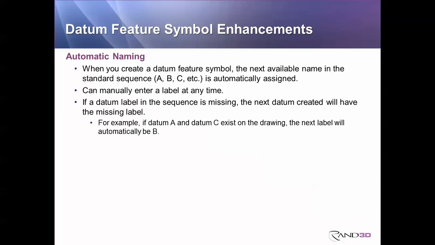As far as automatic naming goes here, when you create a datum feature symbol, the next available name in the standard sequence gets automatically assigned. You can still manually enter a label using the name field from the datum feature tab. But if there's any missing label in the sequence, the next datum created will have the missing label. So you have to be conscious of that aspect.